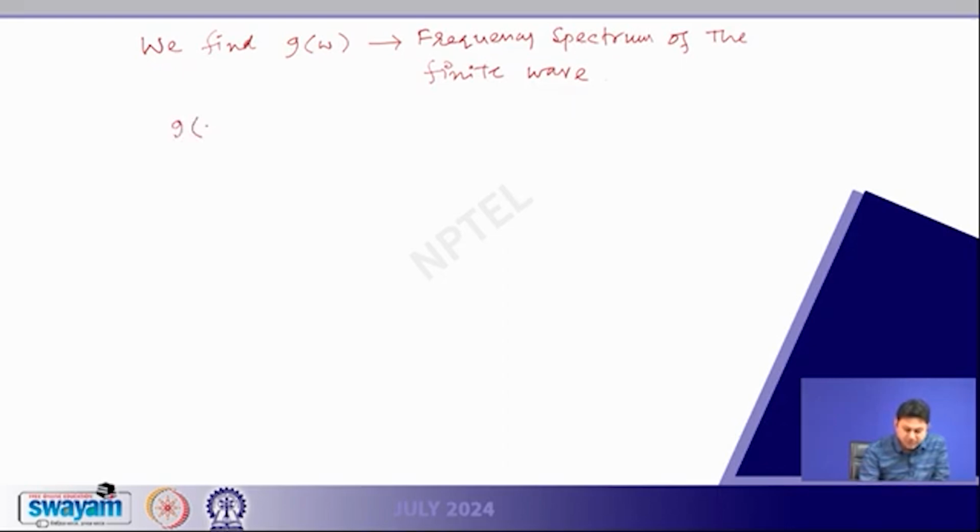So g omega is simply 1 divided by 2 pi, integral from minus infinity to infinity. That is the standard way to write the Fourier component of a given function f of t, e to the power of i omega t dt.